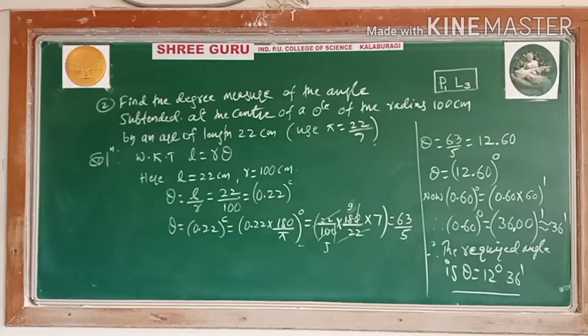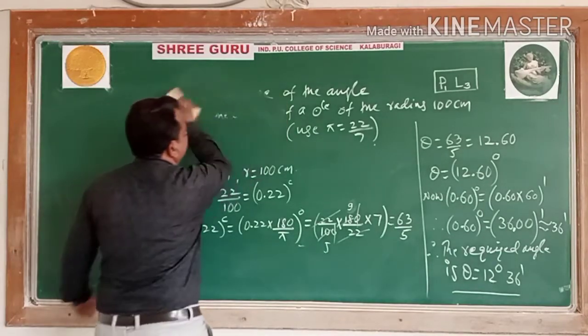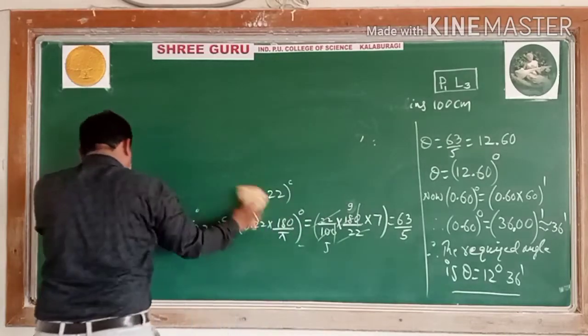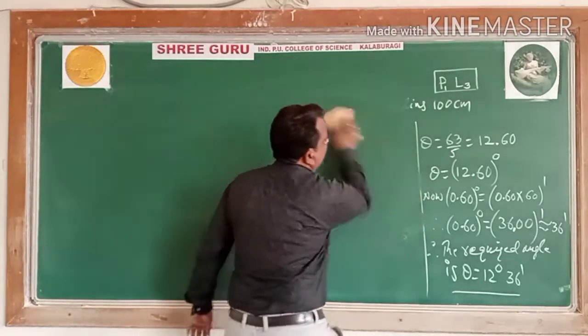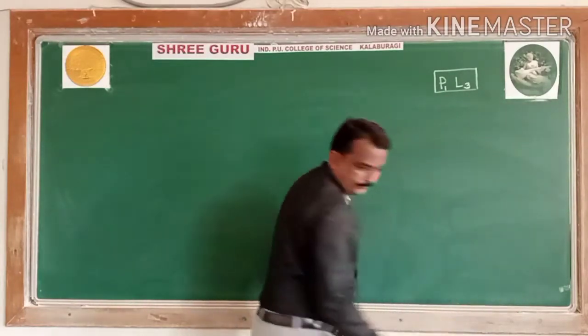So this is about the second example. Like that you have to calculate the examples. Now come to the next, third example. I think you have understood these two examples. Try to write down the examples and practice them afterwards. You have to practice the examples yourself. Now see the next question, question number 3, of this type of example.